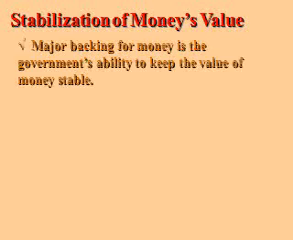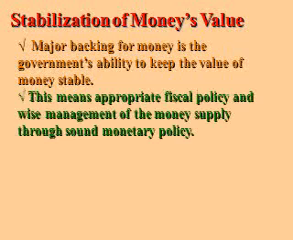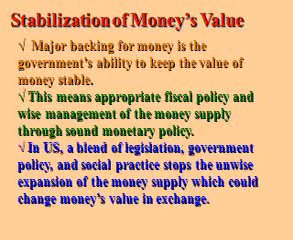So how do we stabilize it? Okay, well, it's up to the government to keep the money stable, right? And this means appropriate fiscal policy, making sure the money supply is stable through sound monetary policy, right? And how do we do that? Well, in the United States, a blend of legislation, government policy, and social practice stops the unwise expansion of money, which could really cause inflation. Mostly the Fed and the legislation will do that.